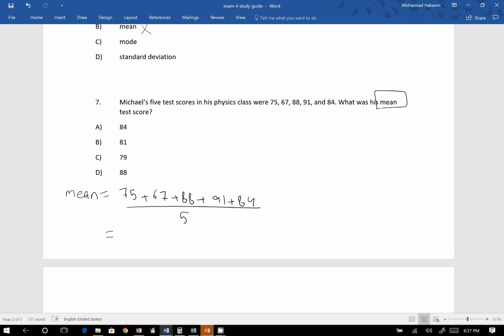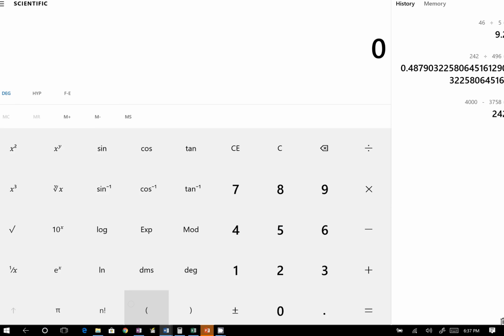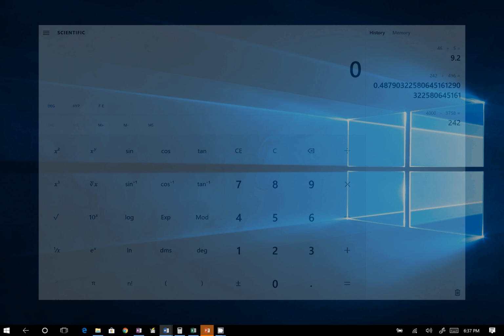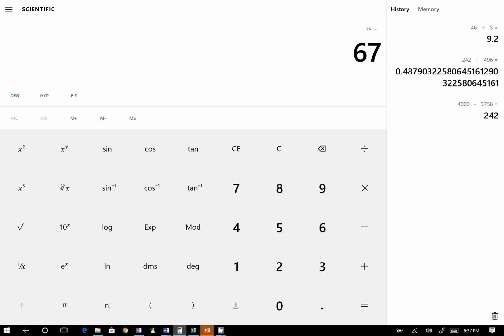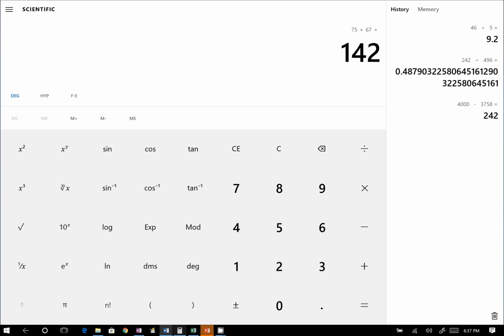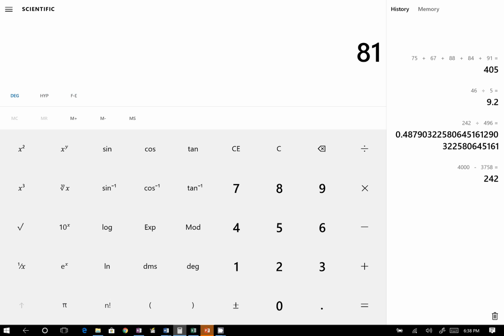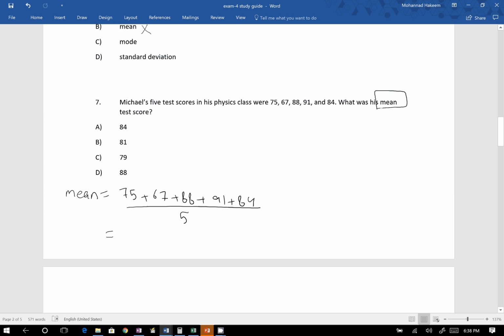So, in my calculator here, 75, 67, plus 88, 84, 91, divided by 5, and the answer is 81. Okay, so that's our answer.